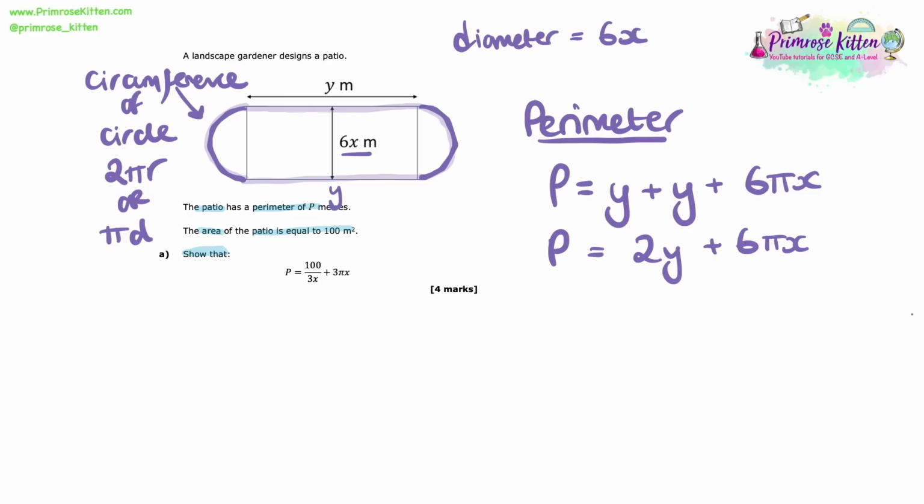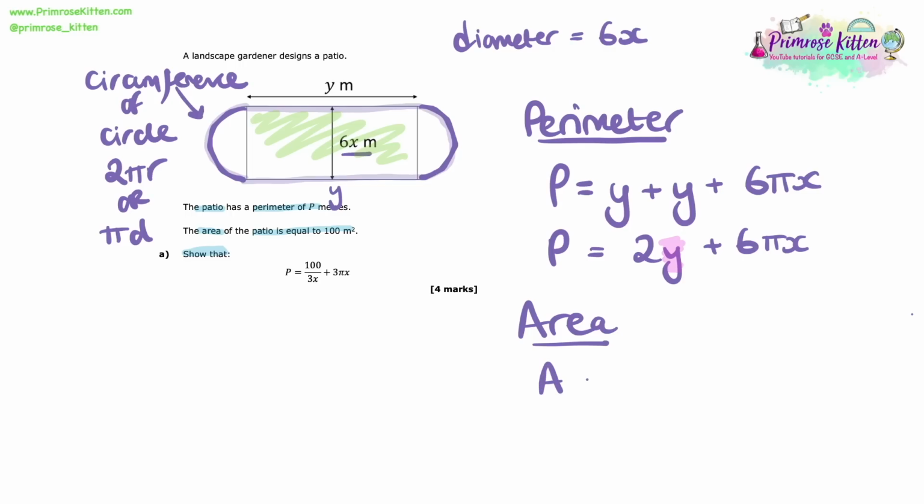Now, this is where you might want to glance one eye at what it is you're showing, and you can see that's P, but it's not the same. I can see that there's a y in this perimeter, but the show that doesn't have a y. Now, nothing to panic about, just carry on doing whatever maths we've been provided with. And we were told what the area is, so let's work out what the area of this patio is now.